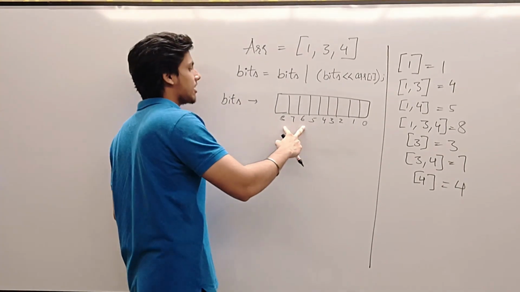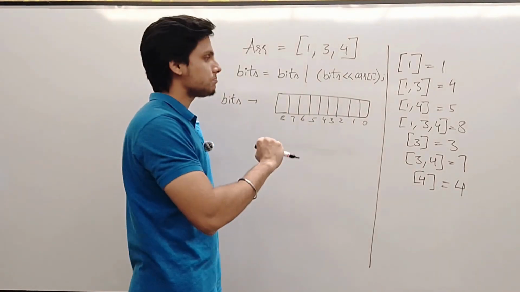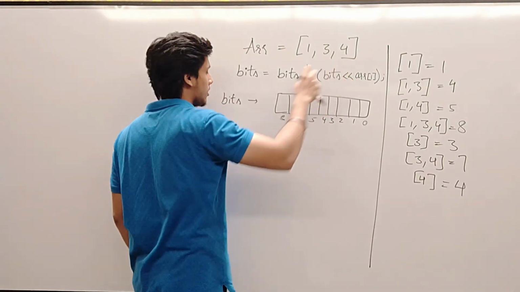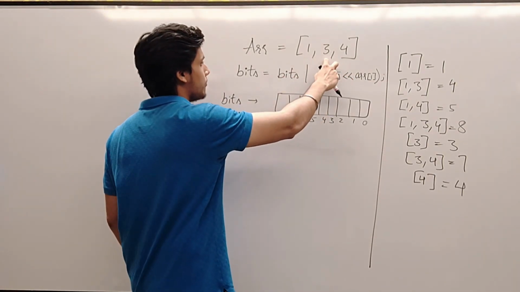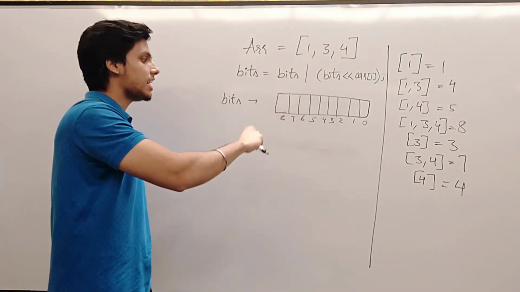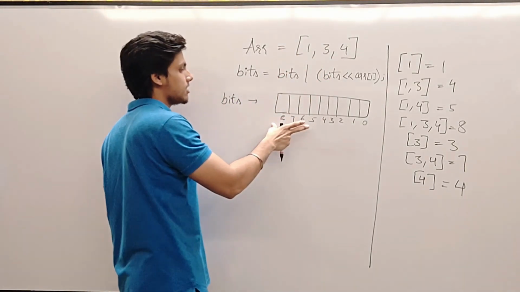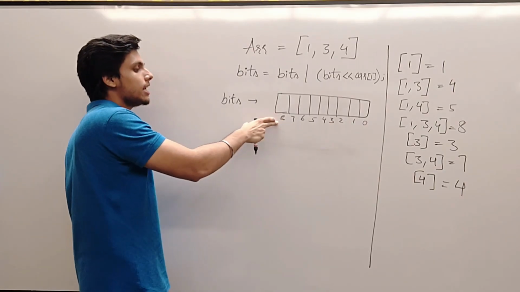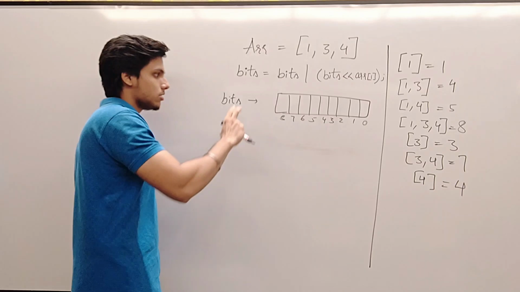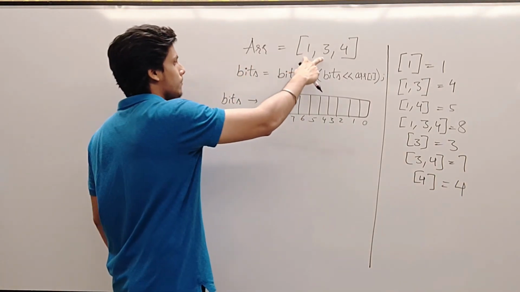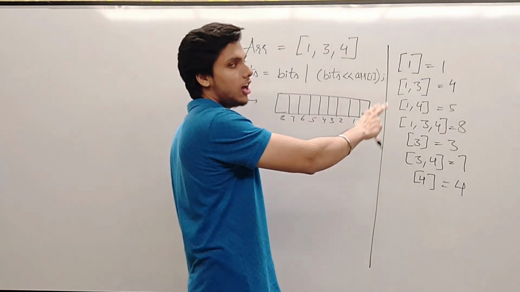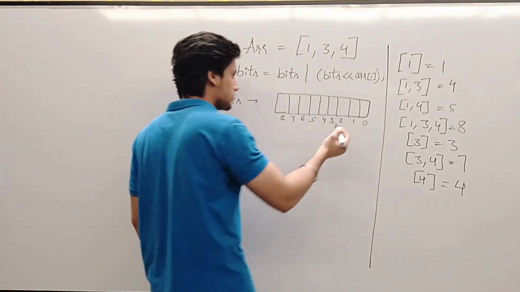Here I have declared a bitset of size 9. Why size 9? First of all, you have to declare the bitset size based on the maximum possible sum in this array. What is the maximum possible sum in this array? That is 8. So that is why I declared a bitset of size 9, such that I get an index of 8 in my bits array. So you have to declare the maximum possible sum plus 1 as your bitset size. Initially it will be all initialized with zeros.